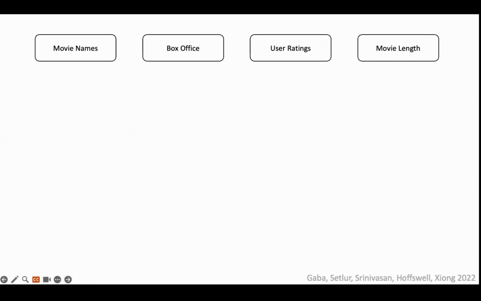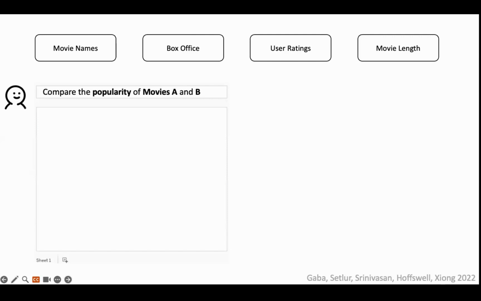So to give you a very simple example here, right? Let's say we have a very small data set with 4 attributes only. This is a data set about movies. So this one has movie name, its box office, user ratings, and movie length. And then you have this really cute natural language-based data interface here that allows users to ask you any questions about your data set, and then you will return an answer to them based on your available information. So the user comes in and then they ask you, can you compare the popularity of movie A and B?